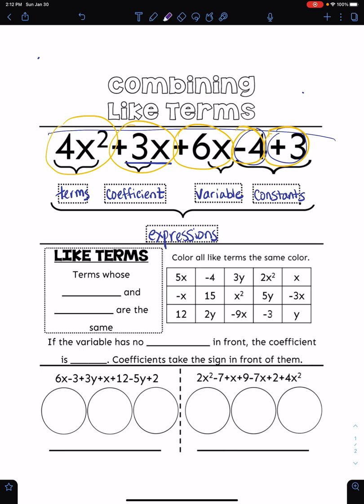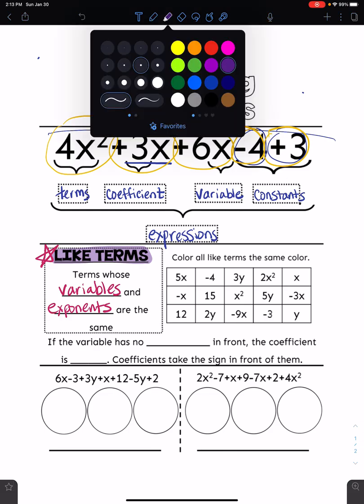Today we're talking specifically about like terms. We touched on it a little bit last time when we learned about the distributive property, and we said that like terms had to have the same variable values. So terms whose variables and the exponents on those variables are the same are called like terms. You'll hear me talk about like terms a lot. So let's highlight in this box all the like terms.